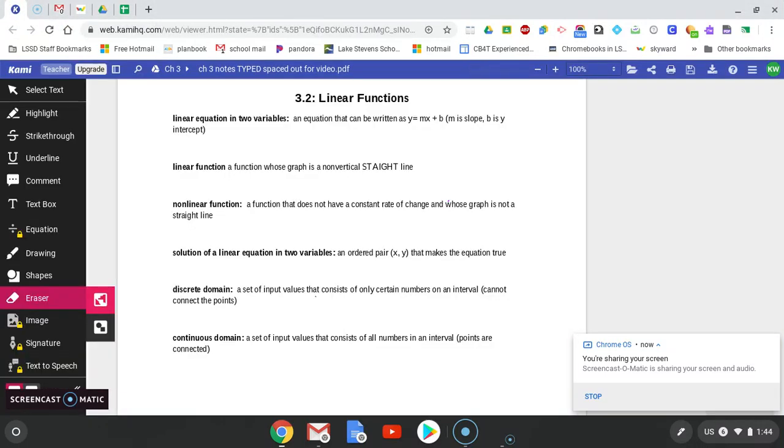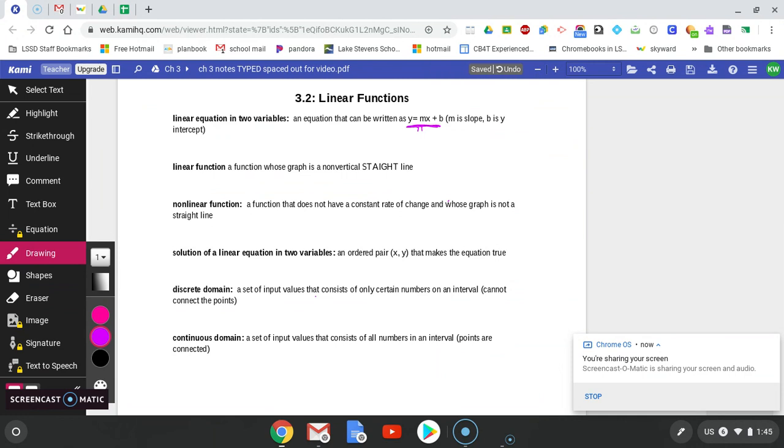So we're on 3.2, linear functions. Yesterday we talked about functions, and today we're going to be talking about linear functions. Linear functions can be anything that's written as y equals mx plus b. M is your slope and b is your y-intercept. This should look familiar from last year.